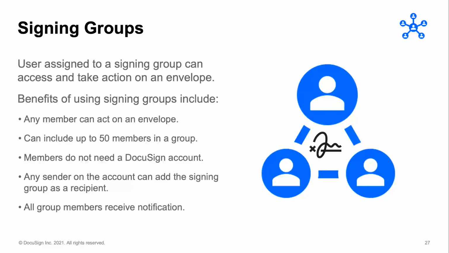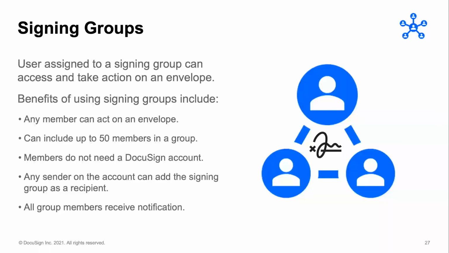Now, there are several benefits of using signing groups. For example, any member from the group can act on the envelope. You can have as many as 200 members in a group. I know the slide says 50, but that update was recently made to allow for 200 people in a signing group. And the people in your signing group do not need to have a DocuSign account. So maybe they are members of your account, or maybe they are what we call external recipients or non-account users.